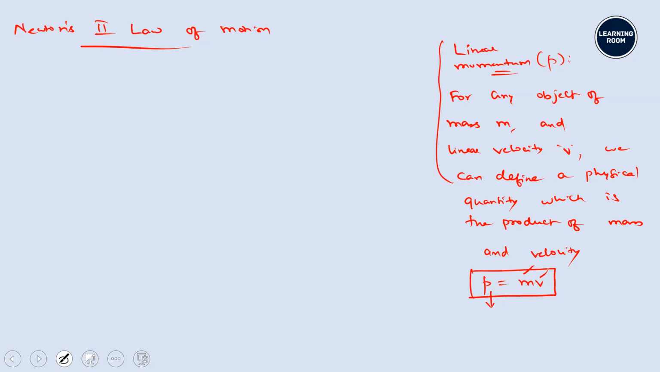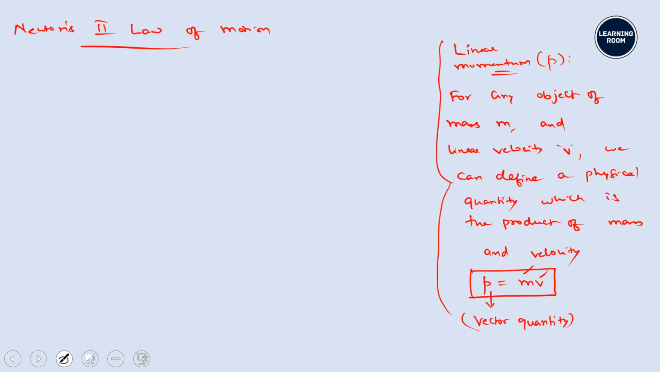If you note certain important points here, linear momentum is a vector quantity. The reason is very simple. Mass is scalar, velocity is vector. So scalar multiplied with a vector will give you a vector. So linear momentum is a vector quantity.